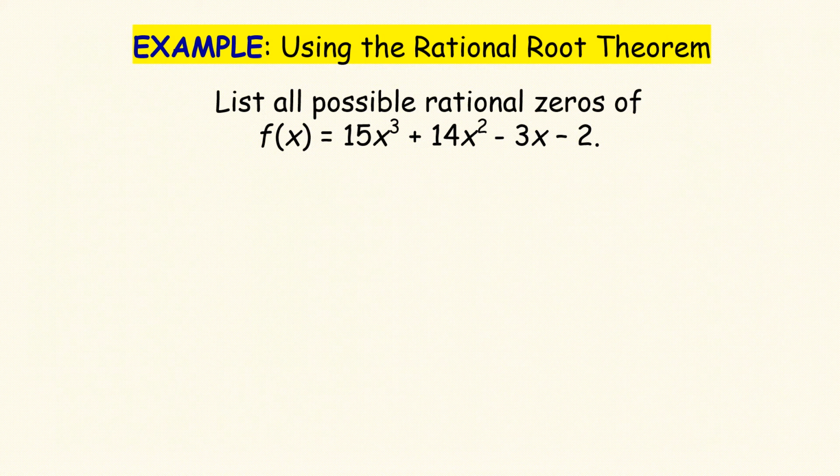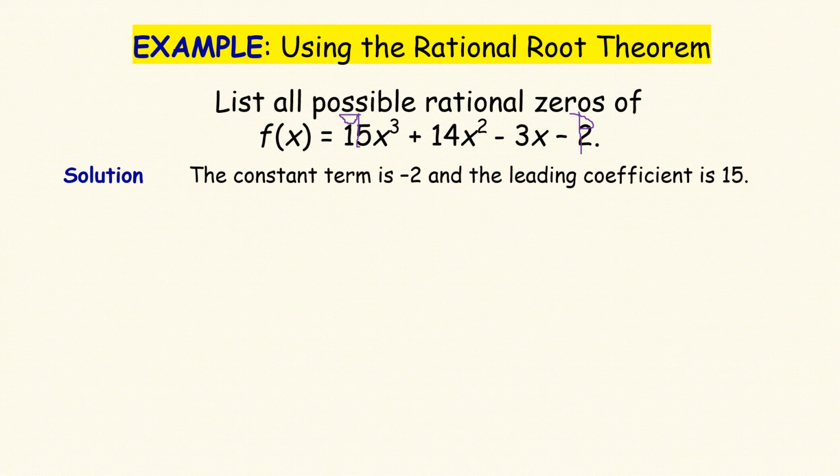Now let's have an example on how to list all possible rational zeros of a function. So we have here f of x is equal to 15x cubed plus 14x squared minus 3x minus 2. Wherein yung ating negative dito ay yung ating p. Then, yung ating 15 dito ay yung ating q. So, the constant term is negative 2 and the leading coefficient is 15.